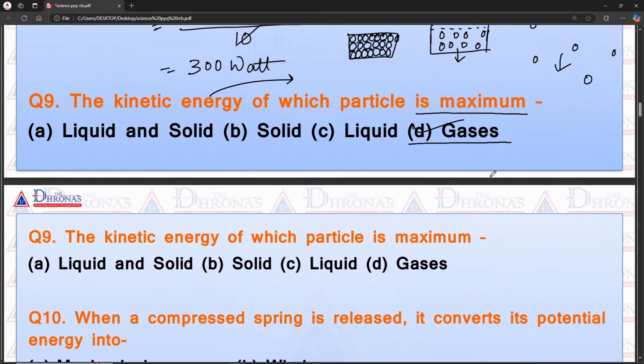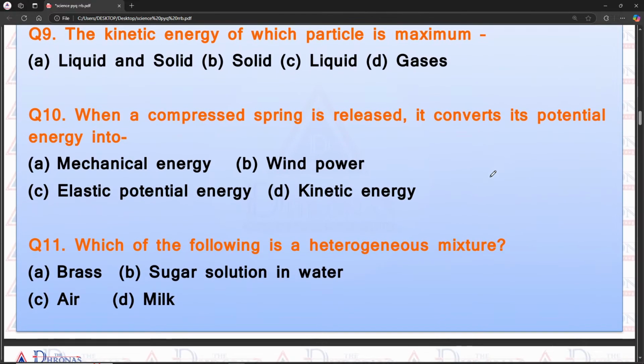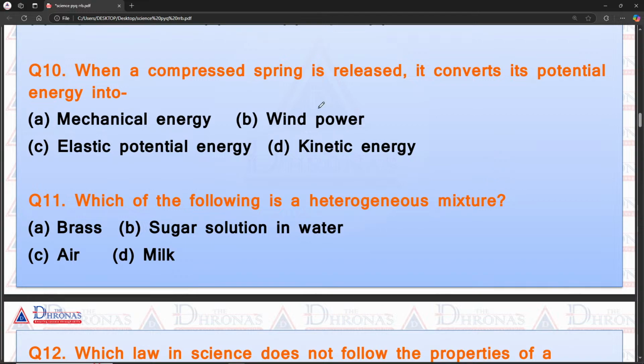Now next question. Question number 10. When a compressed spring is released, it converts its potential energy into what? Compressed spring means when you compress a spring from both sides, the maximum potential energy gets stored in it. When you release the compressed spring, the potential energy is converted into kinetic energy. So the potential energy is getting converted into kinetic energy.